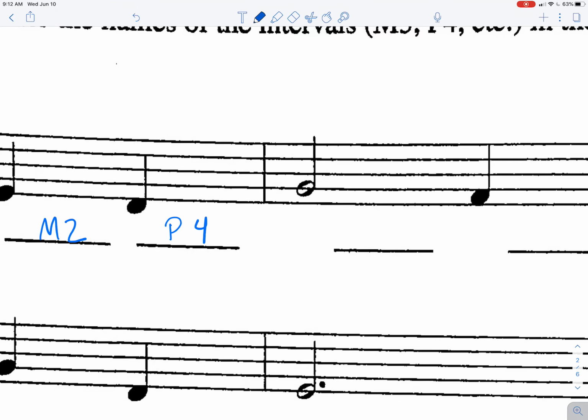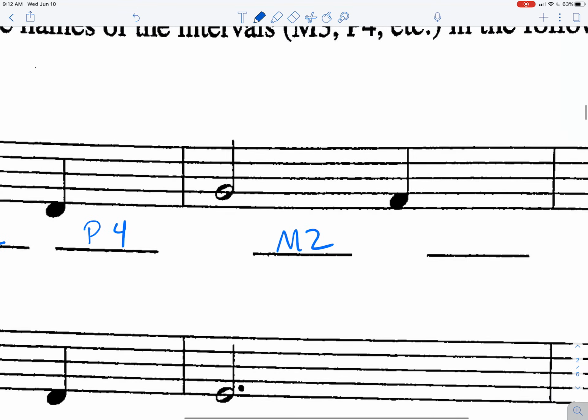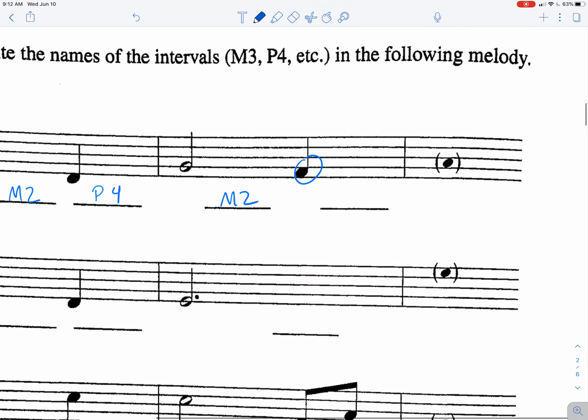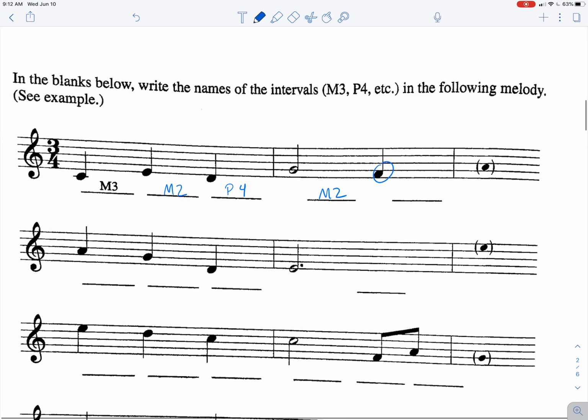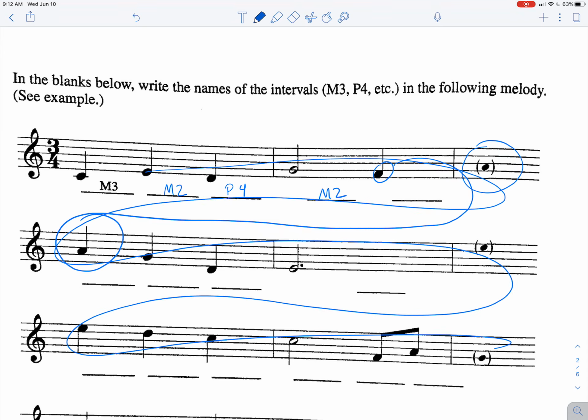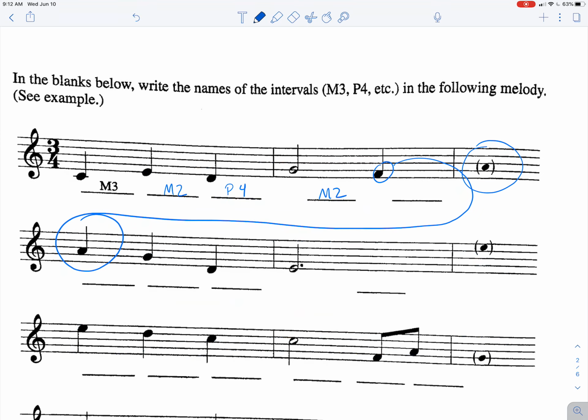Our next one is going to be between G and F, which is going to be a major second. And then finally, we have an interval between F and the next line. If they've given us the note in parentheses, this is really referring to that note because the music kind of follows this path.